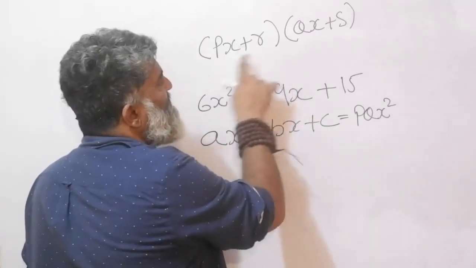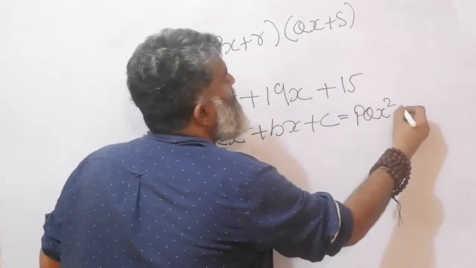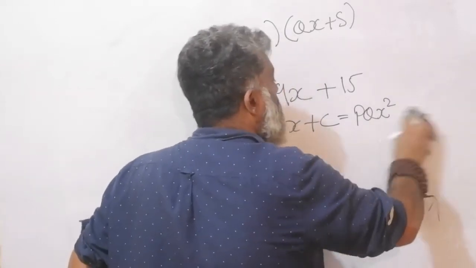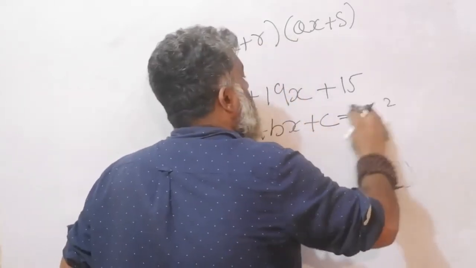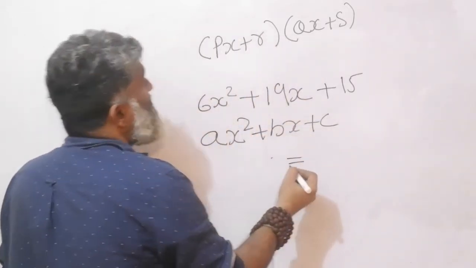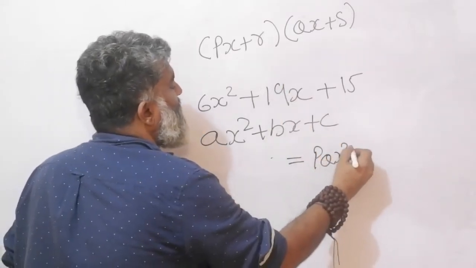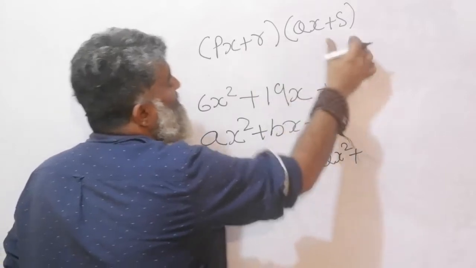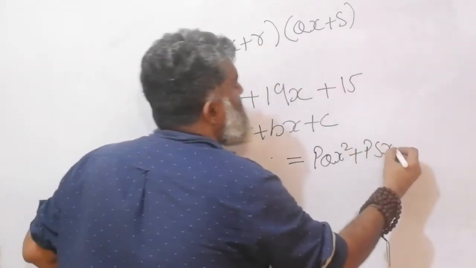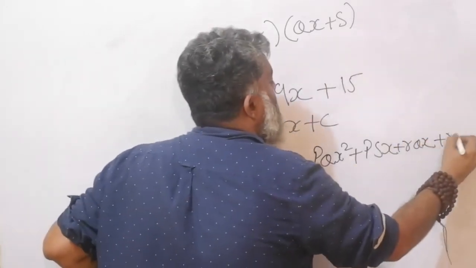So just multiply the basic process, pqx square, and then let me give myself some space. So I will have a pqx square, and then I'll have a psx, then I'll have a rqx, and then lastly I'll have an rs.